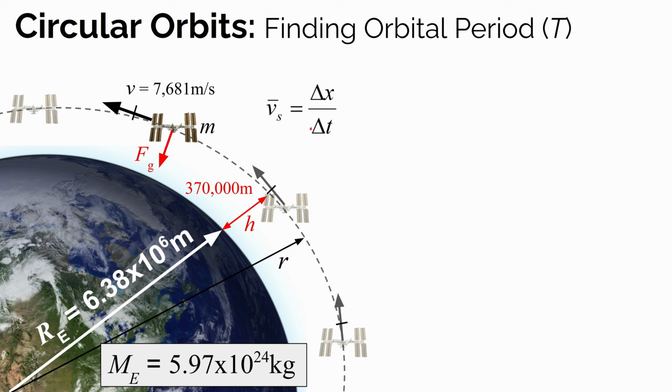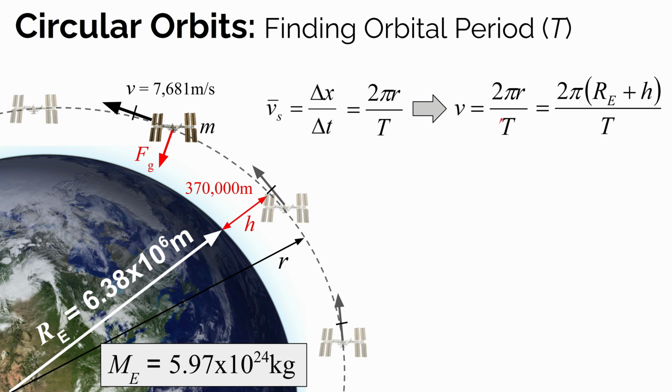If we're trying to solve for the time of one orbit, we need to know the displacement, how far it travels in a circular path just once. That's the circumference of the circular path, which is 2 pi r. So the orbital velocity is equal to 2 pi r over the time for covering one circumference, which is the period. Let's plug our values in. Our orbital radius, remember, is the Earth's radius plus the additional height, this 370,000 meters.